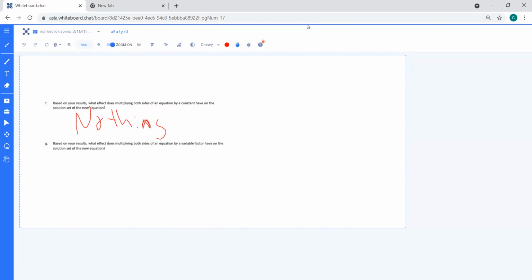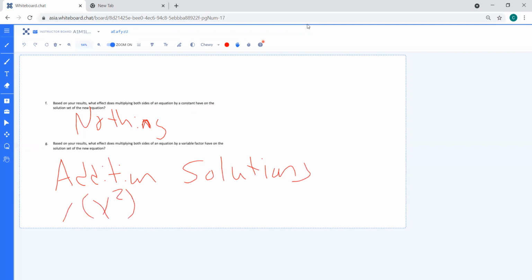Based on your results, what effect does multiplying both sides of an equation by a variable factor have on the equation? So if we multiply it by a variable factor, it will give us additional solutions, right? And so that was the x squared. When we multiplied that by x, we got x cubed. So that's going to give us more solutions to it.